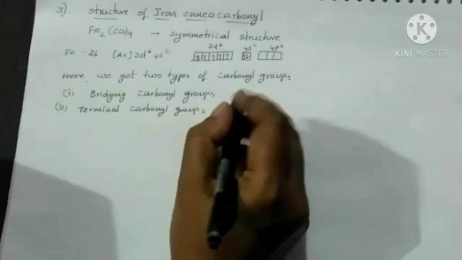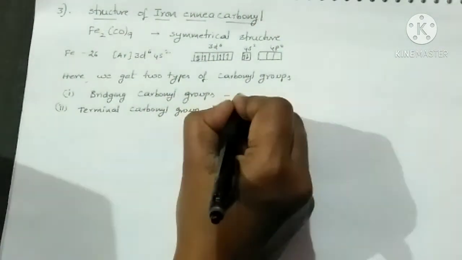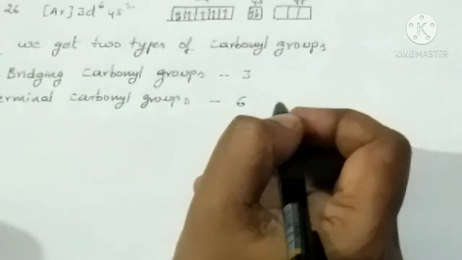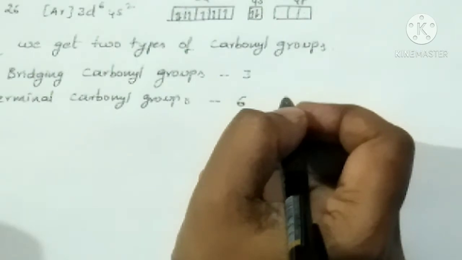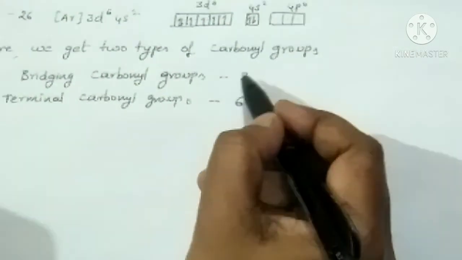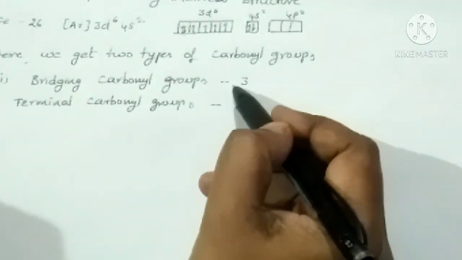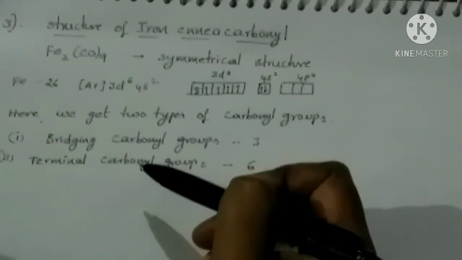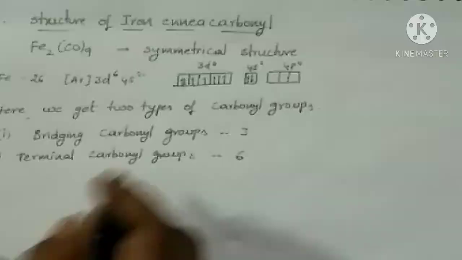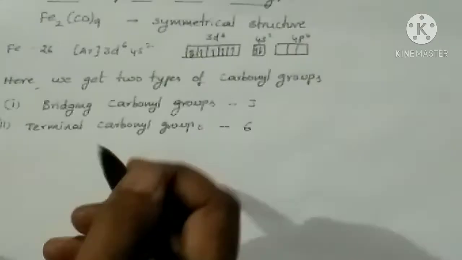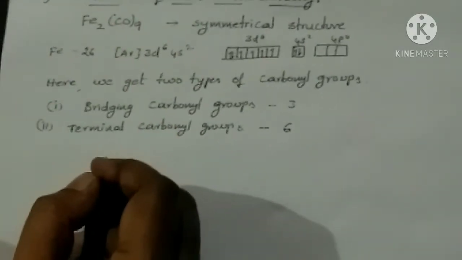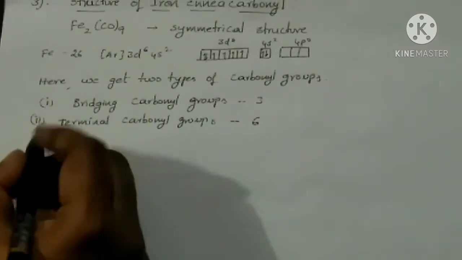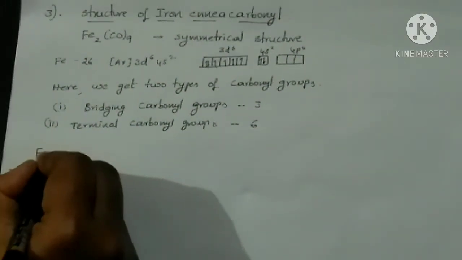Okay, so bridging carbonyls we can see 3, and terminal carbonyls 6, they are 6 in number. Okay, so these bridging carbonyls form bonds with both the Fe1 atom and the Fe2 atom. This can be easily understood by drawing the bond formation or bond structure of diiron nonacarbonyl. We see the electronic configuration of the Fe1 atom.